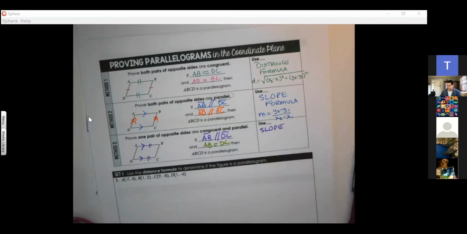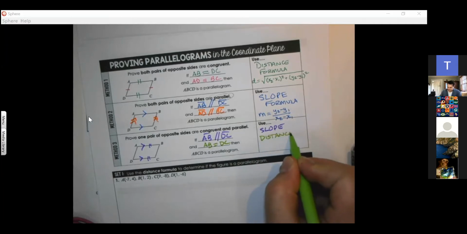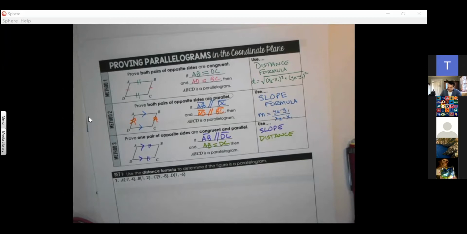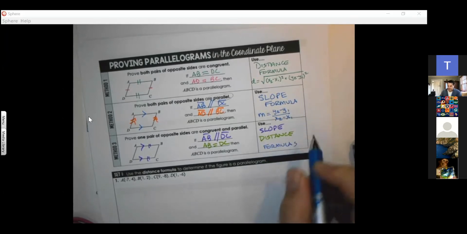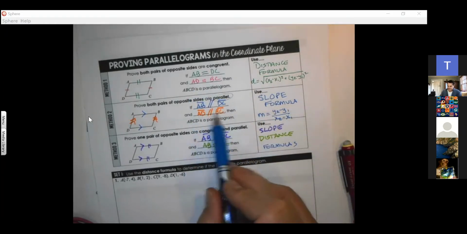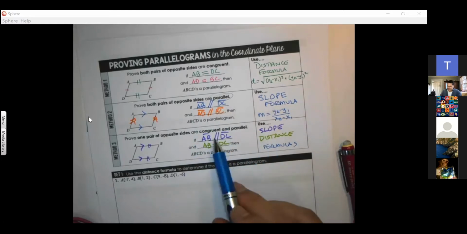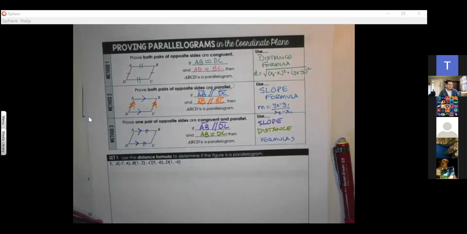Would you have to use both of them? Exactly. You got to use the slope for the parallel part and the distance formula for the other part. Ends up being about the same amount of work because you got to use the distance formula twice here. You got to use the slope formula twice here. And here you got to use one formula for here and a second formula. So it's still two formulas. But I think slope is definitely easier. Okay, so let's try it.